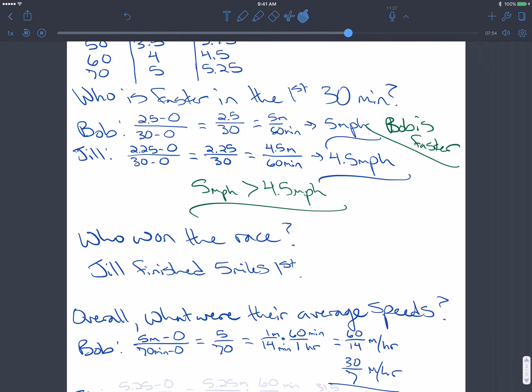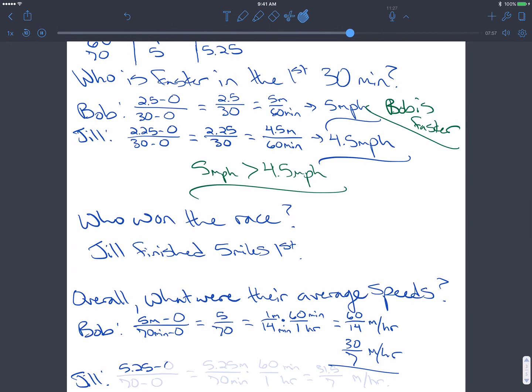For Jill, we have 5.25 minus 0 over 70 minus 0. So 5.25 over 70, I can't reduce that, but I can multiply that by the 60 over 1 for the minutes per hour. This is 70 minutes, and this is miles. So I have the 60 over 70, so that gives me a 6 over 7. 6 times 5 is 30, and 6 times a quarter is going to get me a 1.5. So that's 31.5 over 7 miles per hour.